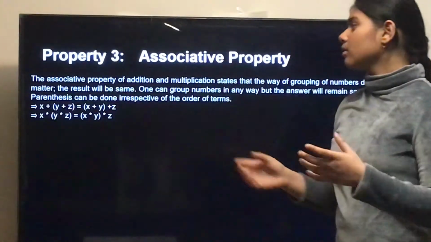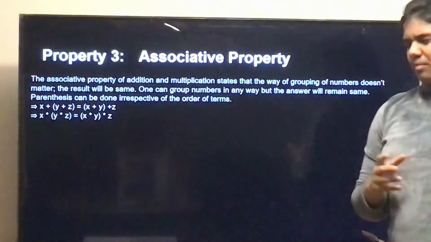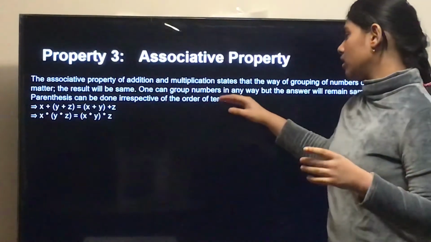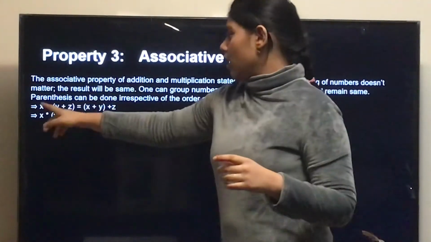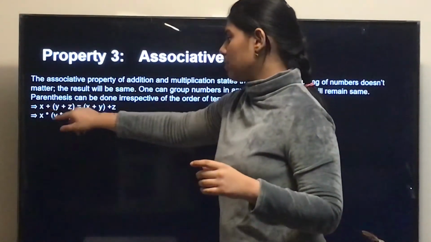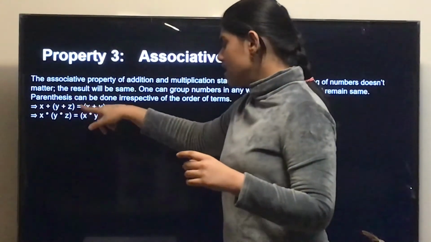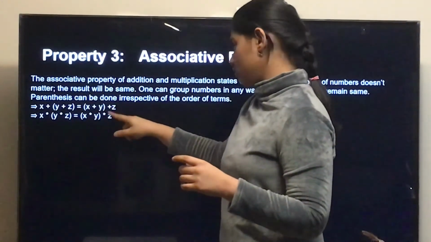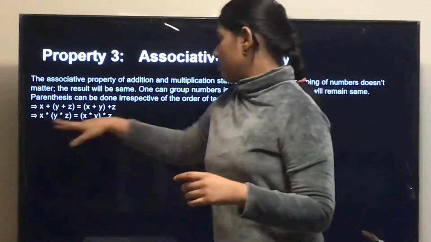Parentheses can be placed irrespective of the order of terms. So x plus open bracket y plus z close bracket is equal to open bracket x plus y close bracket plus z. Same for multiplication.